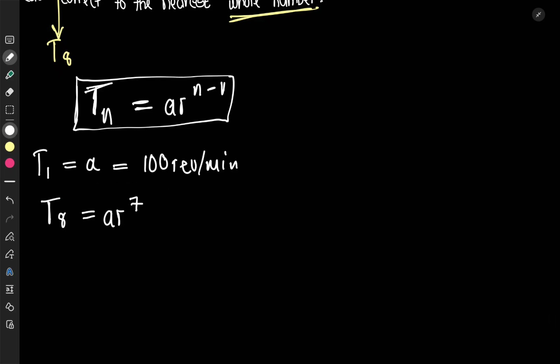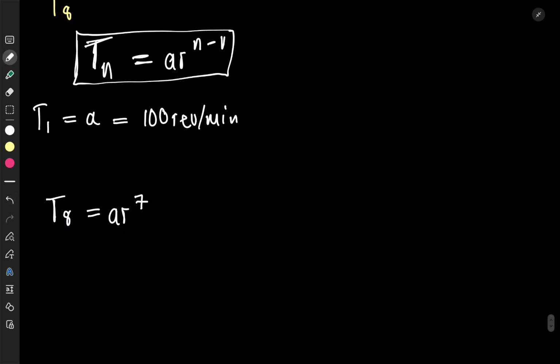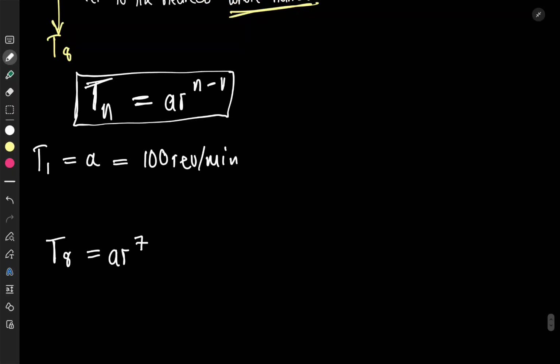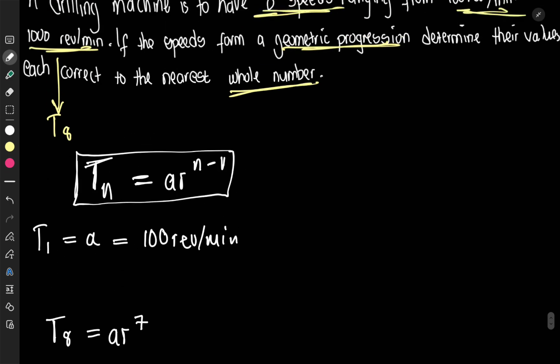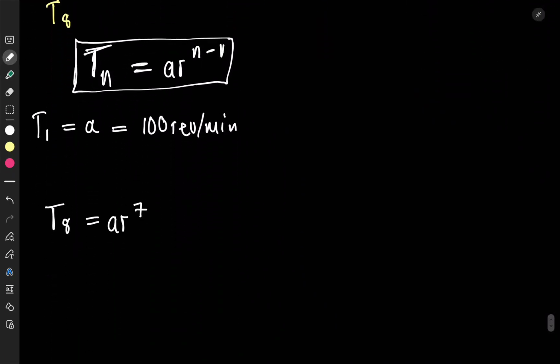You can skip a line here, so that people can see that you are now talking about something else. Term number 8. Remember, this is R to the n minus 1, which means it is 1 less than the term number. So if we're taking term number 8, it is AR to the power of 7, and they told us that term number 8 is 1000. That's the last one. So we can say 1000 is equal to AR to the power of 7.